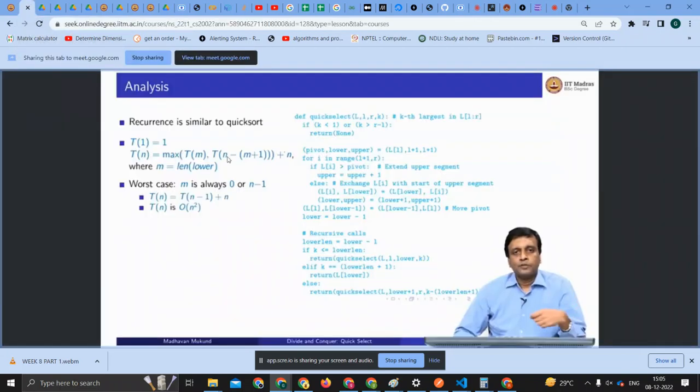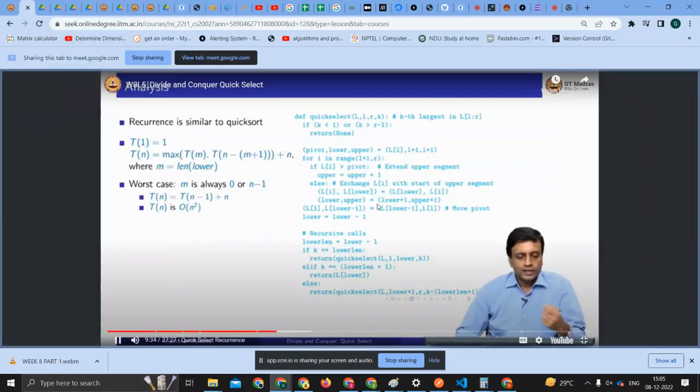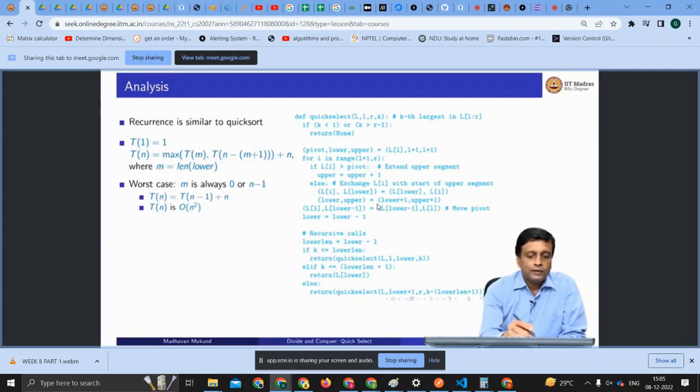And I can engineer it so that it happens with every recursive call. So every recursive call, this maximum might well be where m is 0, for example. It will be T(n-1), right? So in the worst case, this quickselect will also have a recurrence which says T(n) is T(n-1) plus n, just like the worst case for quicksort, even though we are not doing both halves. We're doing only one half.